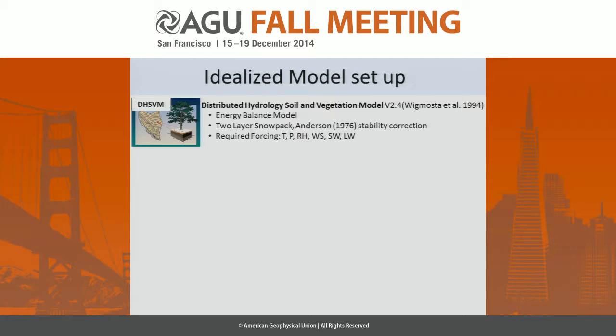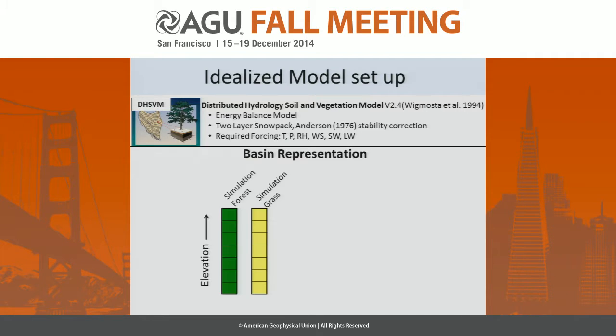We use the Distributed Hydrology Soil Vegetation Model to do our simulations. And its energy balance model has a 2-layer pack. It uses an Anderson stability correction for the turbulent heat flux calculations.